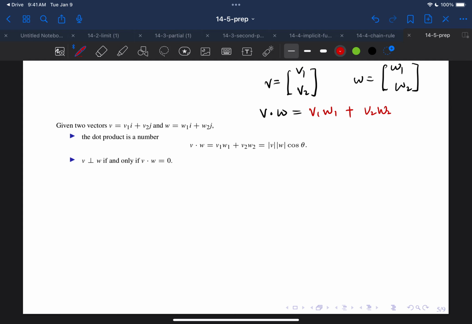And this actually gives you another formula, which is the product of the lengths times cosine theta, where theta is their angle. Suppose you have v here and w here, and theta is here. Theta is the angle formed by these two vectors.